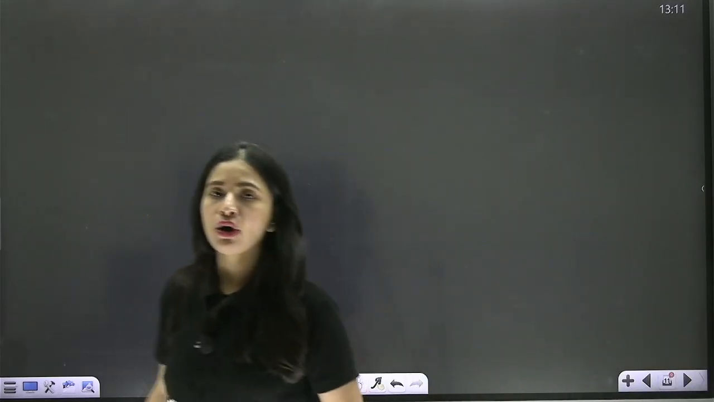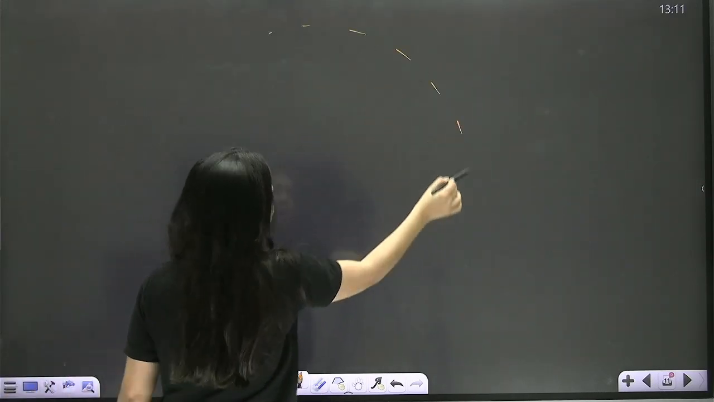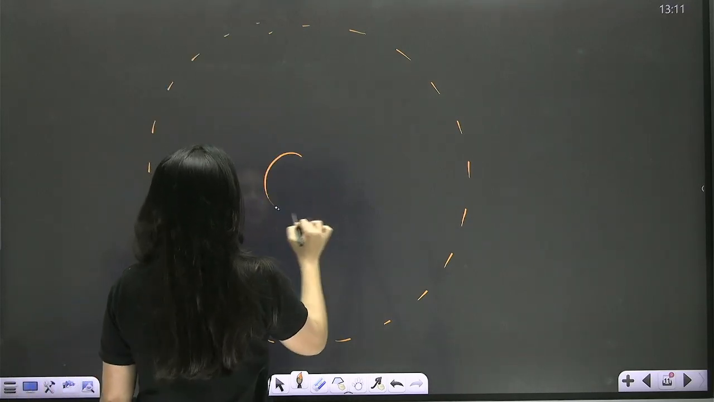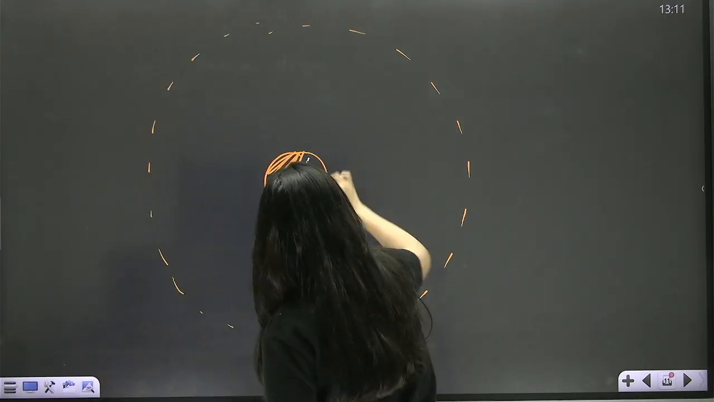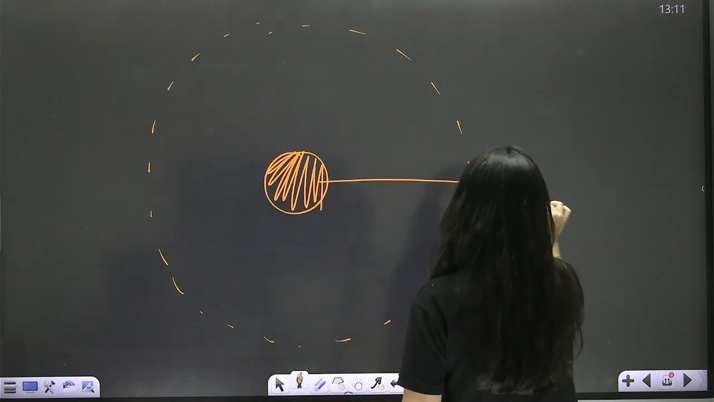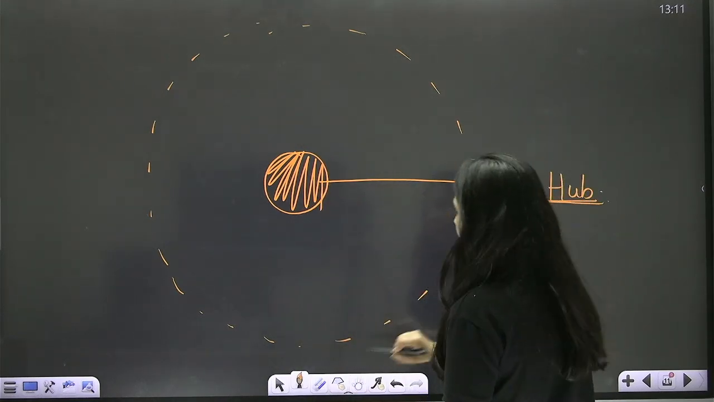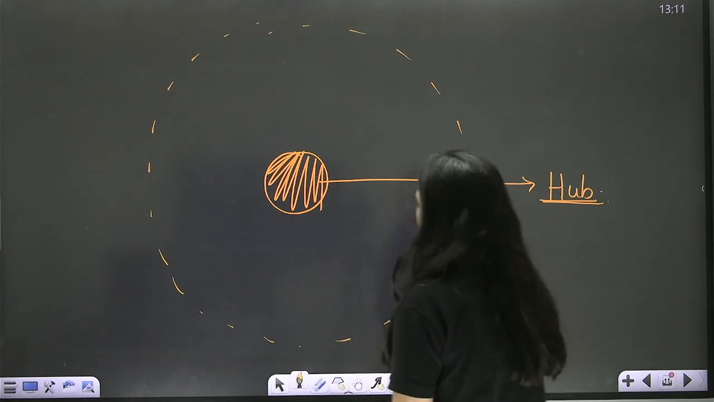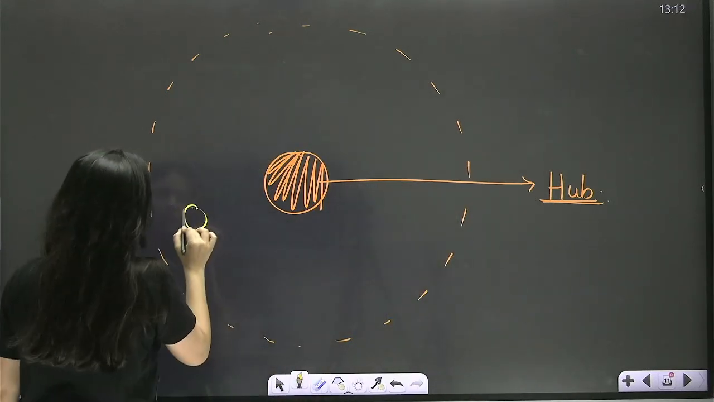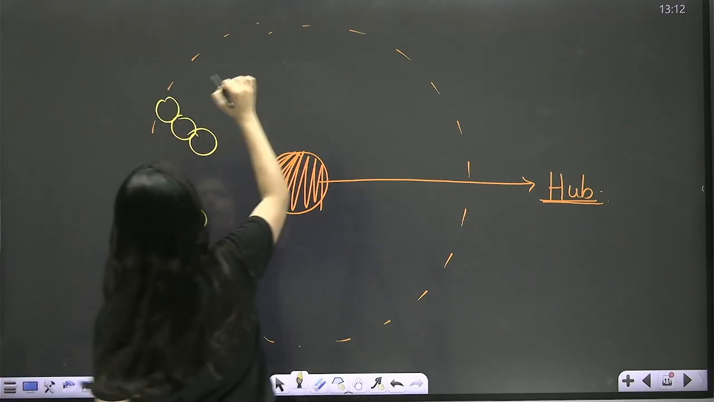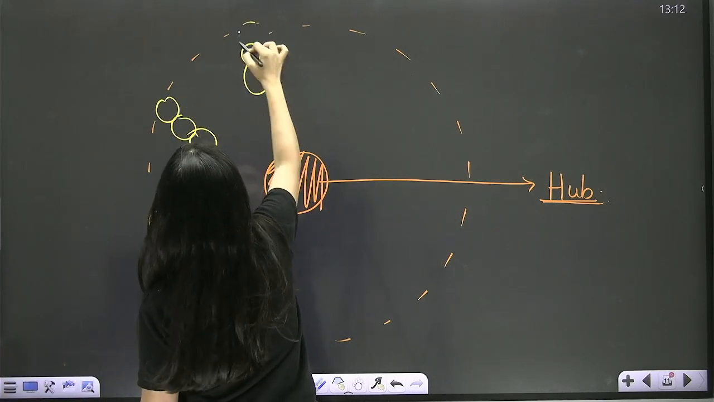Right? Okay. So now here I'm going to draw the diagram of a centriole, which is not surrounded by any membrane. Rather, there's a fluid. The center is your hub, which is a proteinaceous hub. Right? And the periphery is occupied by 9 sets of triplet microtubules.